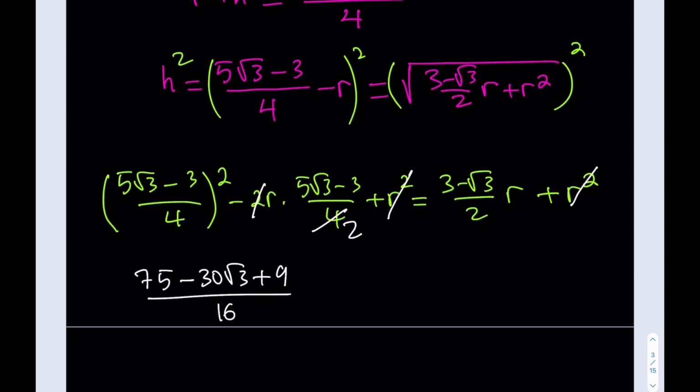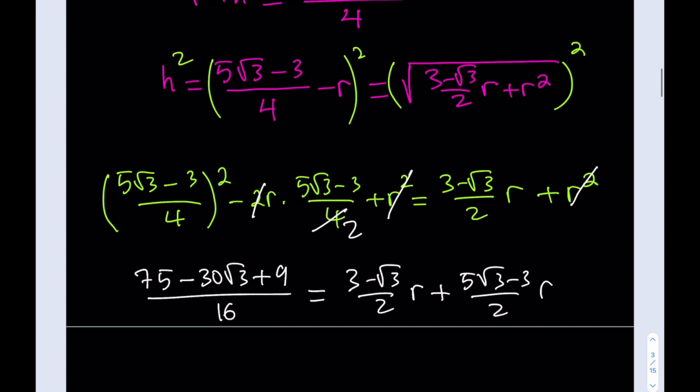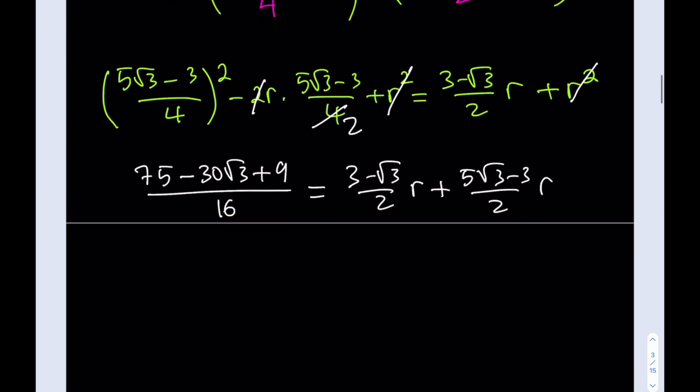And then on the right hand side, I should be getting 3 minus root 3 over 2 times r plus 5 root 3 minus 3 over 2 r, because we have an r here. And that's it. So we're pretty close, right? What am I supposed to do next? Simplify as much as I can.